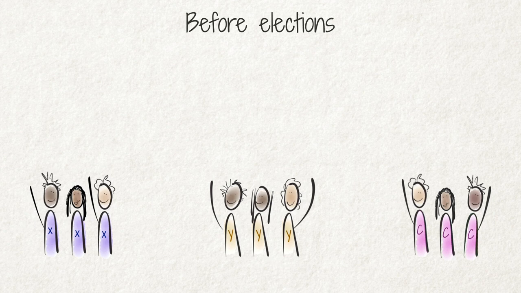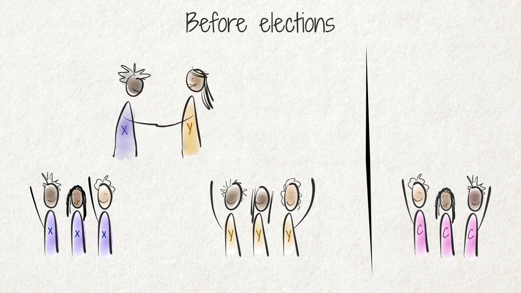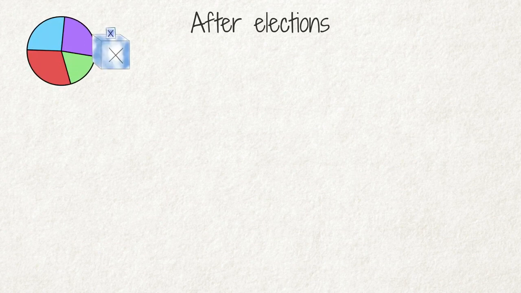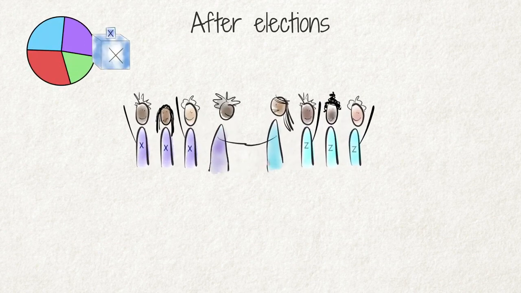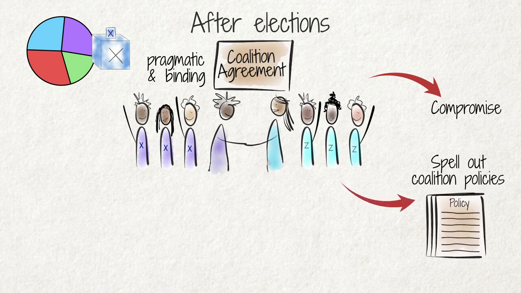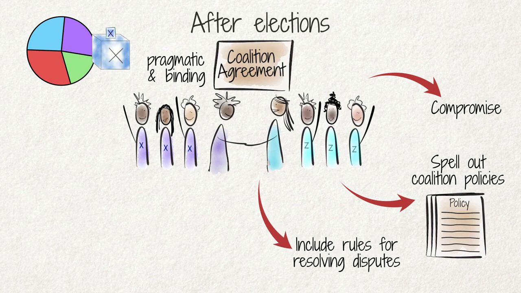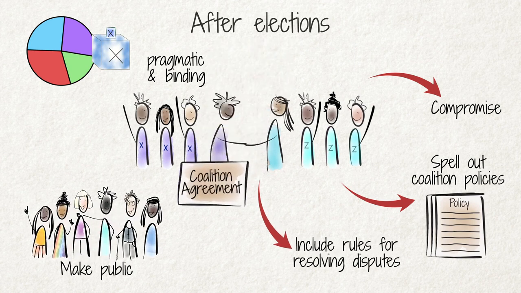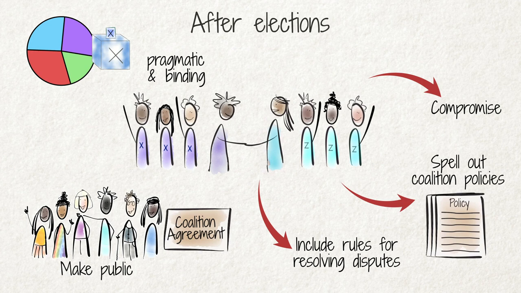They can form careful alliances or rule out working with certain parties without compromising their desire to win. After an election with no outright majority, parties must negotiate pragmatic and binding coalition agreements. Compromises are necessary, and it is not possible to agree on everything. The agreement should spell out the coalition's policies and include rules for resolving disputes. It should be made public to make it more difficult for coalition partners to walk away from it.